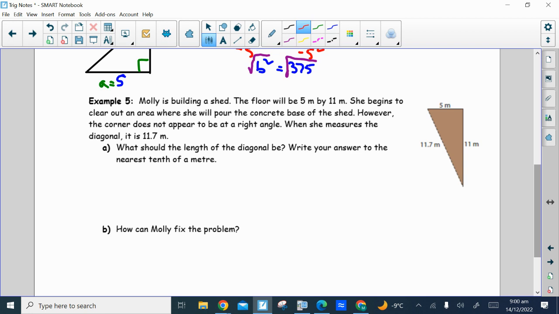Example 5 says that Molly is building a shed. The floor will be 5 meters by 11 meters. She begins to cut out an area where she'll pour the concrete base of the shed. However, the corner does not appear to be at a right angle. When she measures the diagonal, it is 11.7. So what should the length of the diagonal be? So if the two legs of the triangle, the two sides of the shed pad, are 5 meters by 11 meters, what should the diagonal be? So let's check that out. A squared plus B squared must equal C squared. I'll say that A is 5, B is 11.